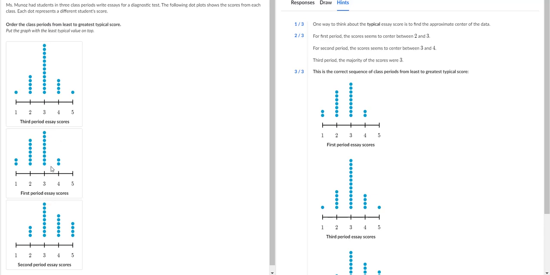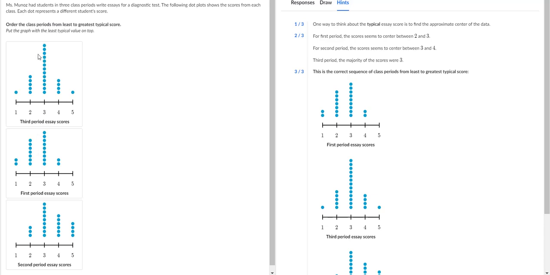If I look here at first period, I can see even though a lot of people scored 3, most of the dots are to the left of 3, and there's only 2 dots that are greater than 3. So most people scored 3, but if I was to draw a line that shows where the center is, I'd have to move that line closer to the 2 because there's so many dots over here in the 2. So I'd say maybe 2.5 would actually be a better center for first period. So first period scores are probably about 2.5.